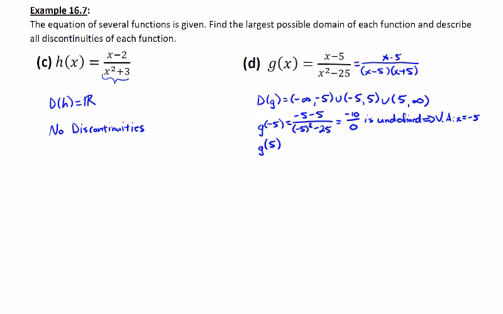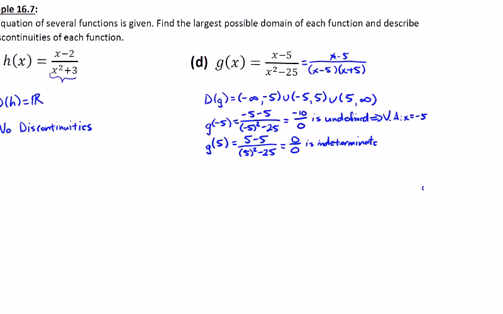For g of 5, we'll plug in and have 5 minus 5 over 5 squared minus 25. That ends up giving us 0 over 0. And that's not undefined, that is considered indeterminate. When you have a result that is indeterminate, such as what we have here, that means we're going to have a hole. And the hole is going to be represented by an ordered pair.